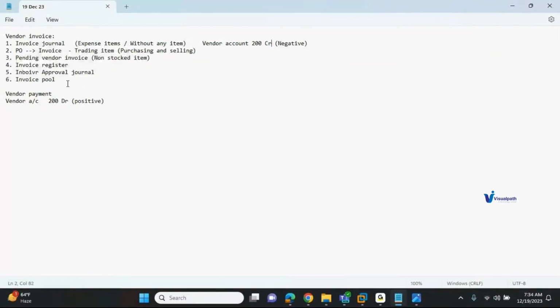So at the time of invoice, expenses account debit to vendor account credit. This you have learned in your commerce. In your commerce, you learn this one. If you did not listen at that time, now you can recollect. Expenses account debit to vendor account credit is at the time of invoice.